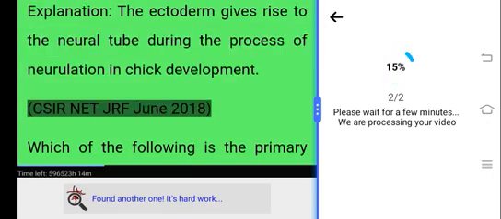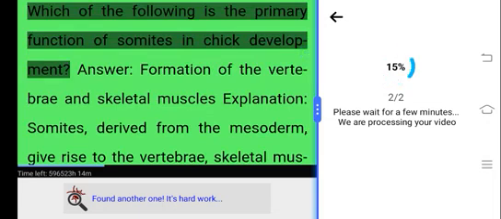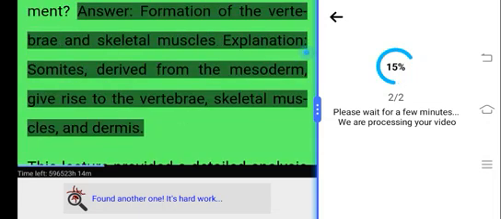CSIR NET JRF June 2018. Which of the following is the primary function of somites in chick development? Answer: formation of the vertebrae and skeletal muscles. Explanation: somites, derived from the mesoderm, give rise to the vertebrae, skeletal muscles, and dermis.